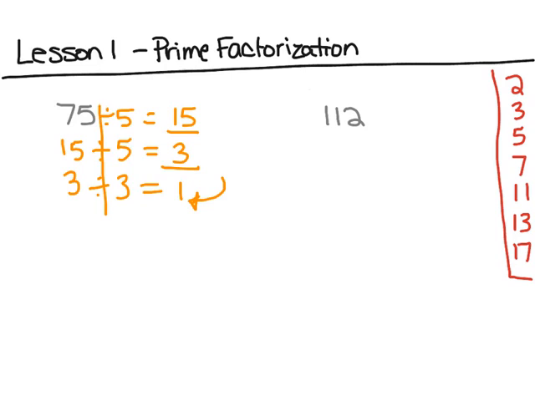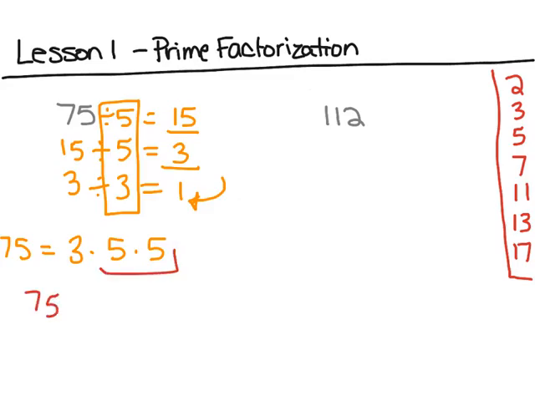The prime factorization is going to be the numbers you divided by. So 3 times 5 times 5 is 75. You have 2 5's, so 75 can be written as 3 times 5 squared.